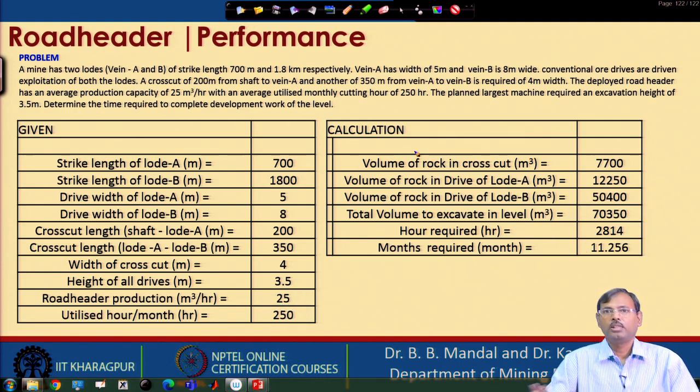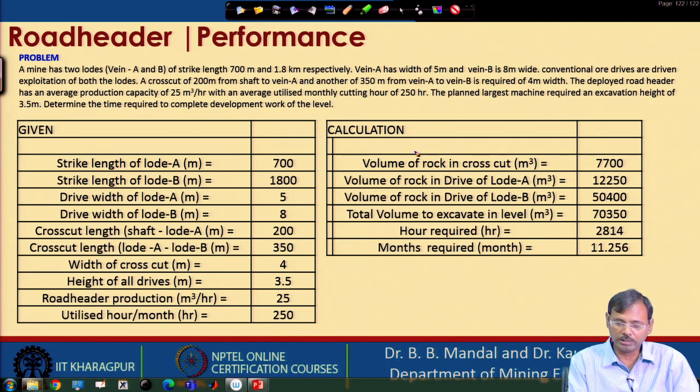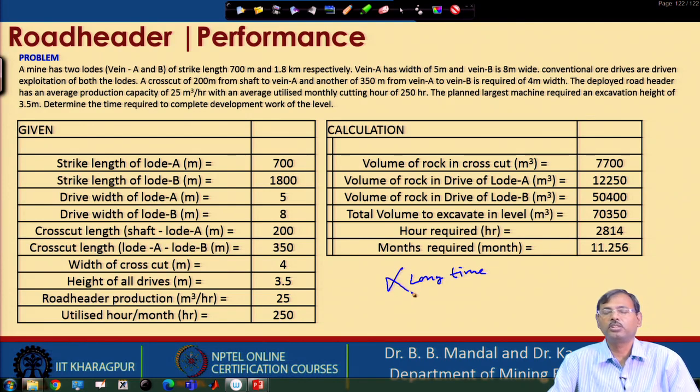So, you can see road header is a very good equipment that cut the material continuously. That is why the performance is better than the drilling and blasting. Obviously, it is less than the TBM, but road header does not need a long time of installation like TBM. So, that is why, just like any drill machine etc., road header can be deployed very easily.